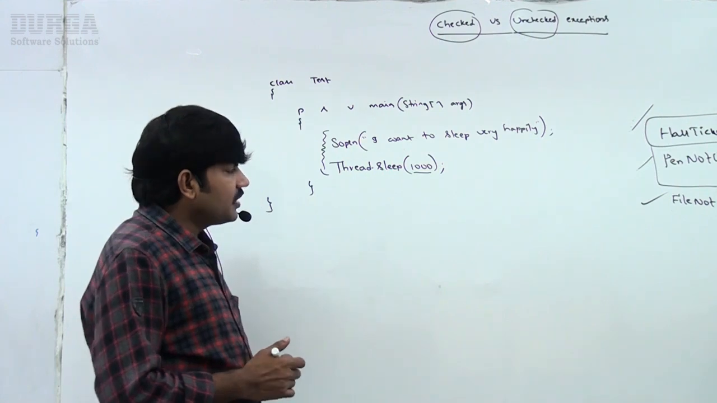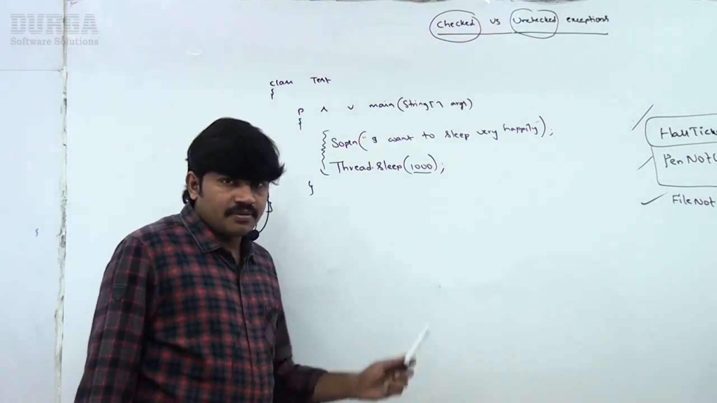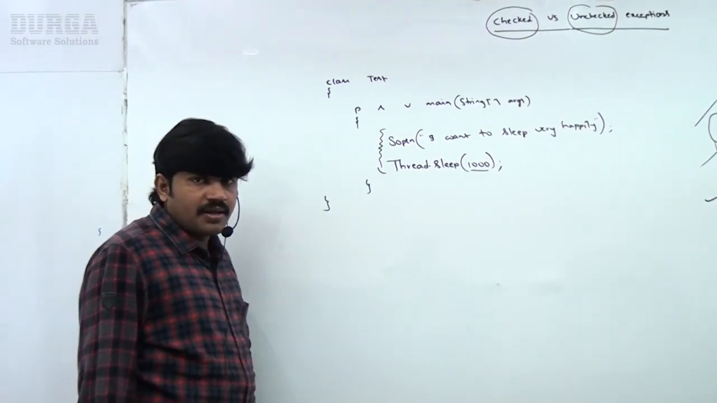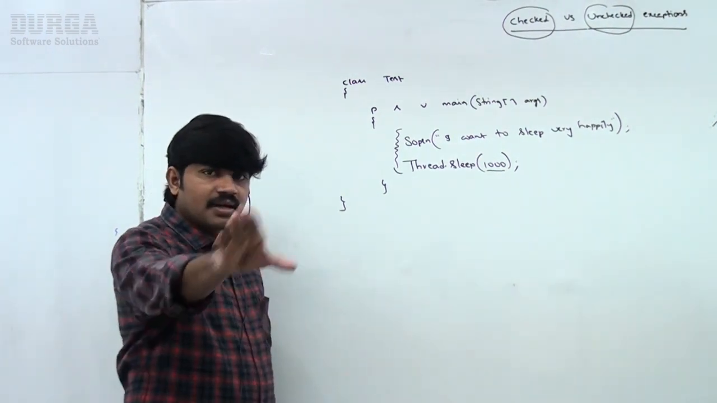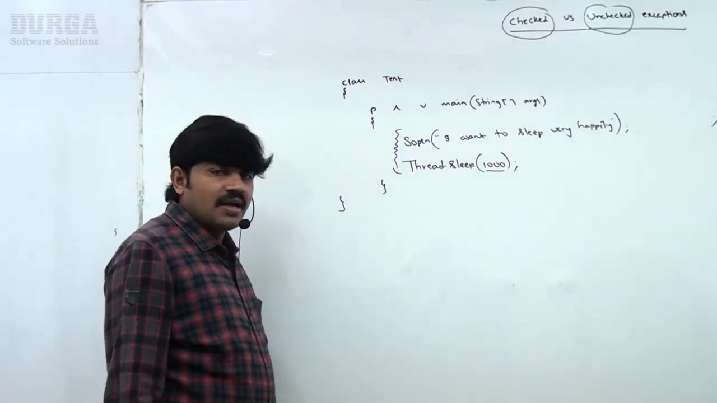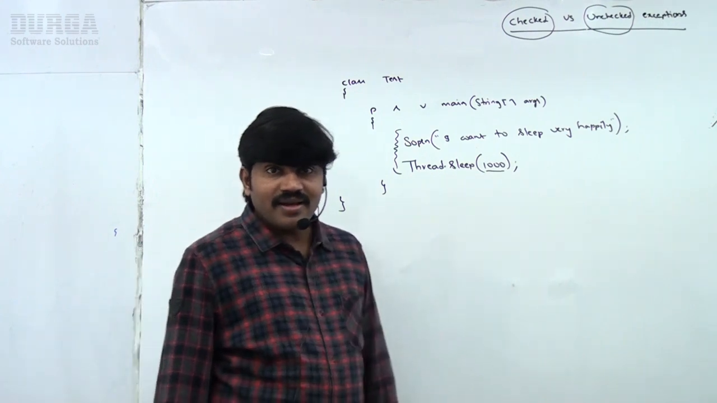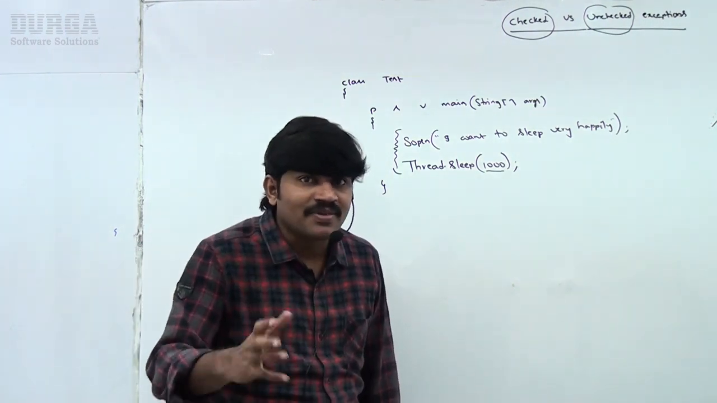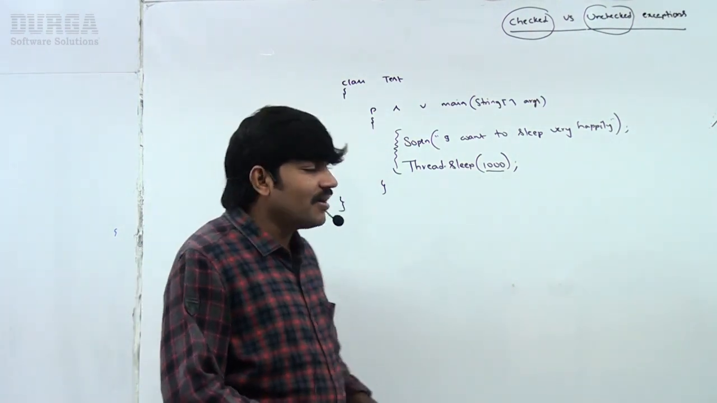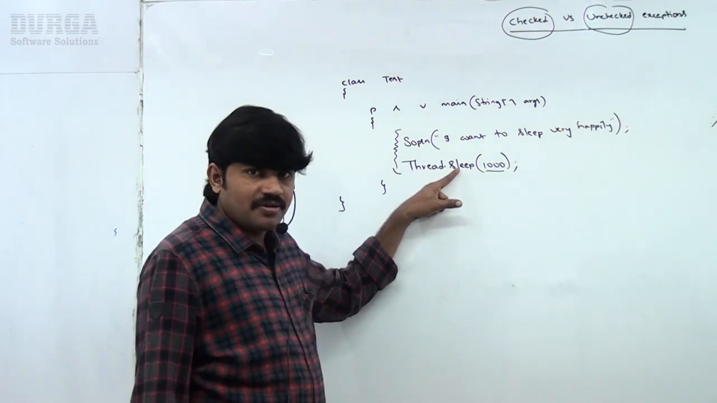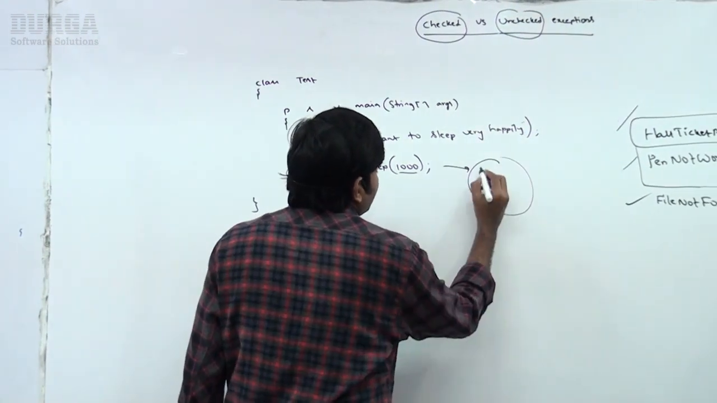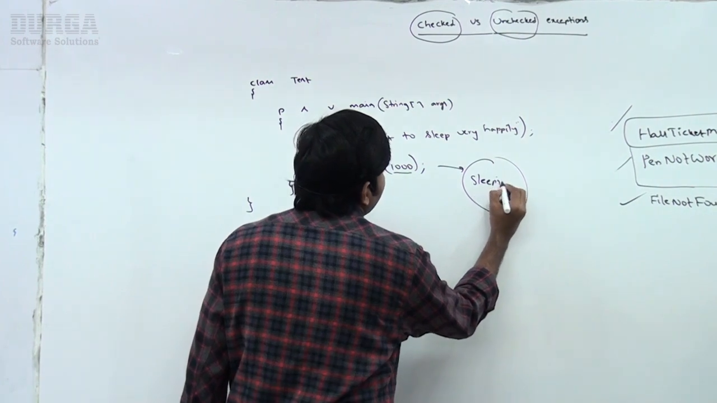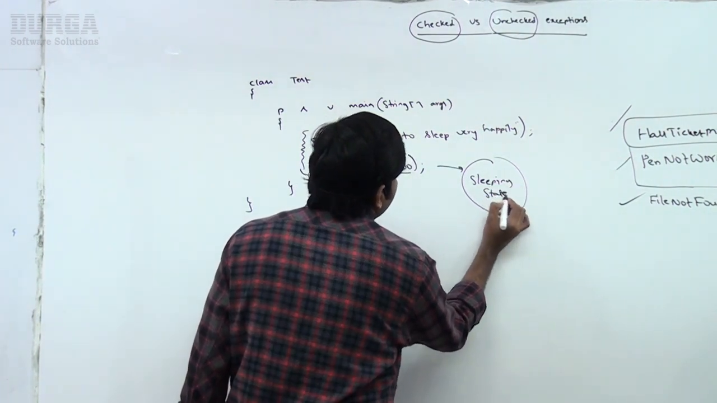Now my question is, I will ask the compiler, can you please compile this code? Simply the compiler is going to tell, Durga, I can't compile. What is the problem? The compiler will ask, Durga, you are calling the Thread.sleep method. The main thread will enter into the sleeping state. Are you getting?